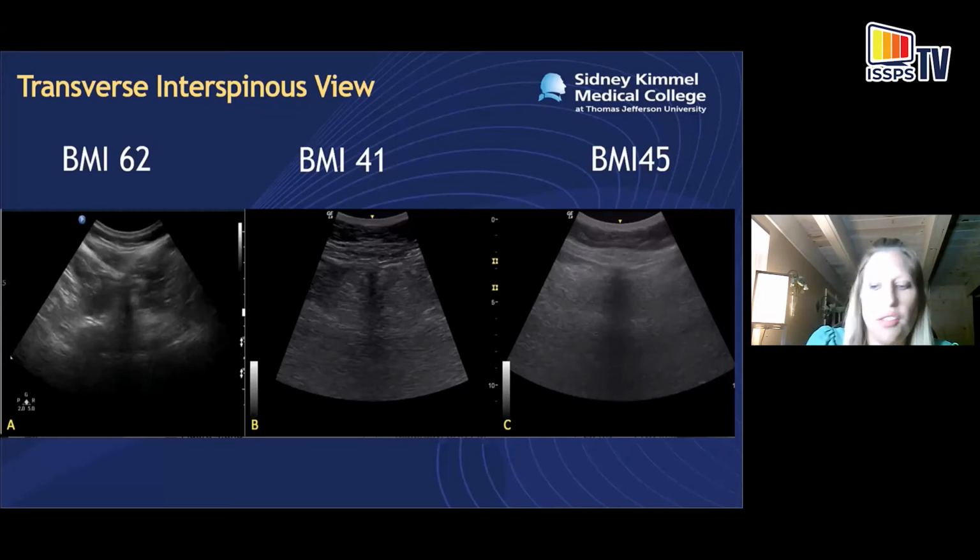So you can see the structures here in the transverse interspinous view, the articular process here, the transverse process. And you can see this hyperechoic area, which would be your posterior complex, but those aren't as clear in these other images of the BMI 41 and 45.